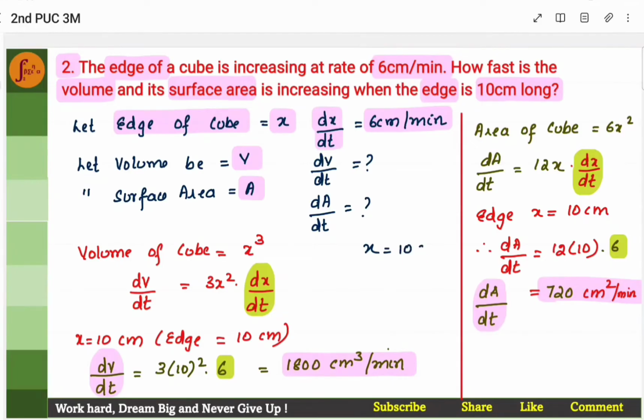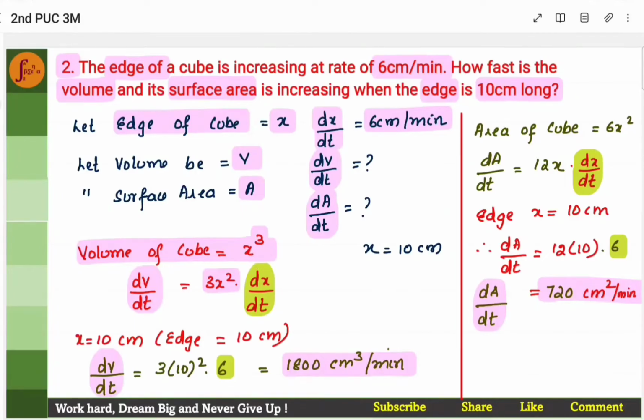When x is equal to 10 centimeter, you have to find dV by dt and dA by dt. Why? Because they're asking at what rate the volume and surface area are increasing. So you need to know the formulas of the cube. What is the volume of a cube? It's x cubed. So you differentiate. The derivative of x cubed is 3x squared. And don't forget to put dx by dt.